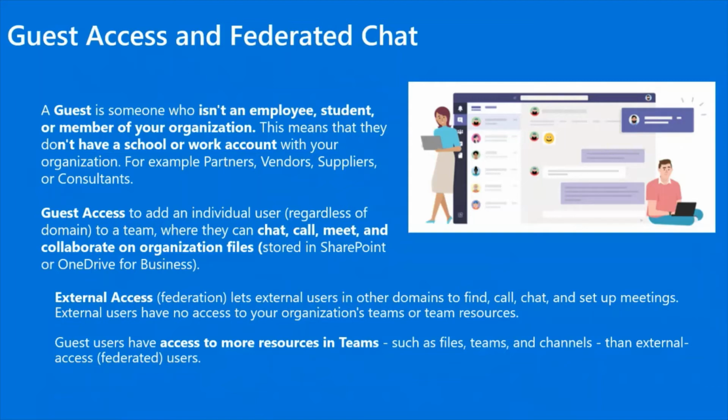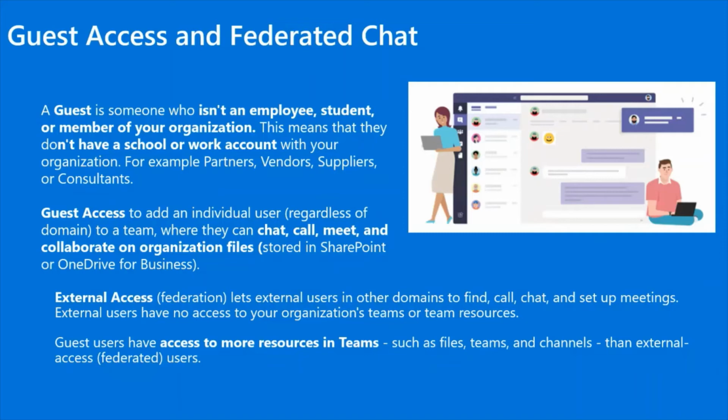On the other hand, if we talk about federated chat, it lets you chat, call, find, and set up meetings with people from other domains. If you want external users to have access to teams and channels, guest access might be a better way to go. External access is turned on by default in Teams, which means your org can communicate with all external domains. Teams admin can anytime turn it off or specify which domains to include or exclude. So this completely depends on your organizational needs.